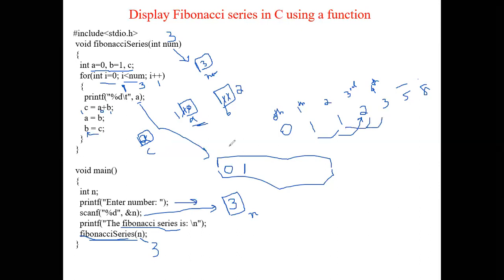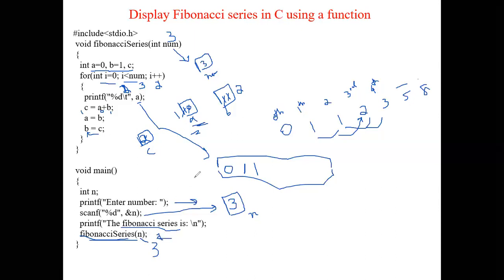Next, again the I value will continue. It will become 2. 2 is less than 3. Yes, condition is true. Display the value of A. What is the value of A? That is 1. Next I value, so on it continues. So next I value will become 3. The condition fails, so we end the Fibonacci series function and control will return to the function call.